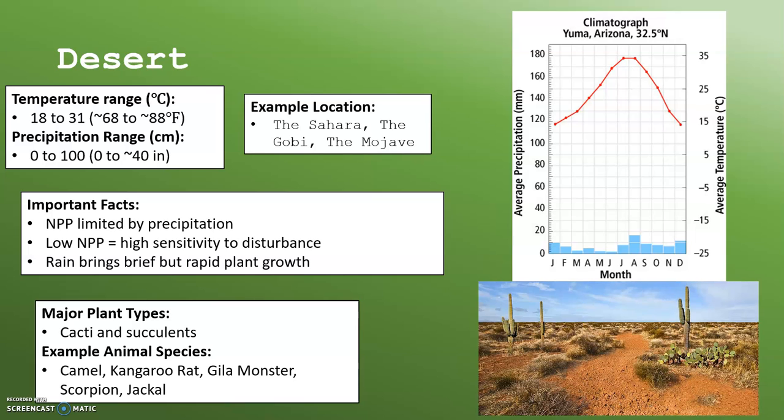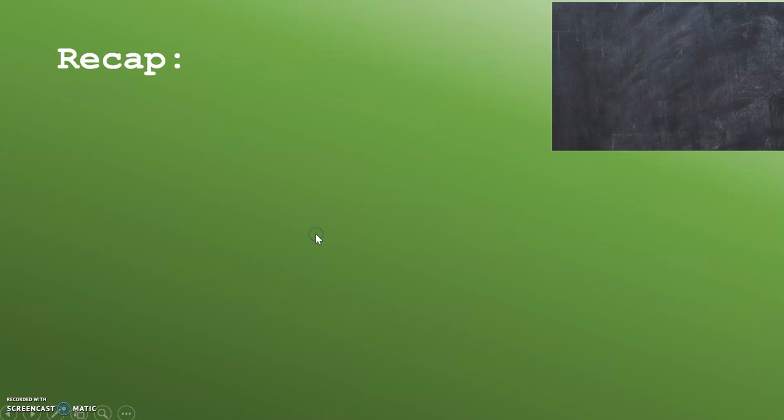And then the net primary productivity is limited by precipitation, very little precipitation. It has low resistance and resilience. If something were to happen there, it doesn't bounce back. There's very low diversity and very low productivity. Human impact for the desert is use of ATVs, military exercises, drilling for oil, mining, and nuclear waste disposal.